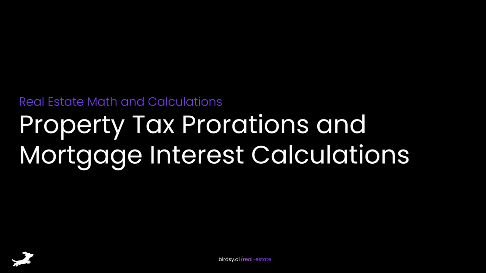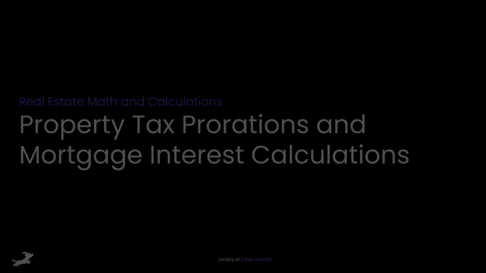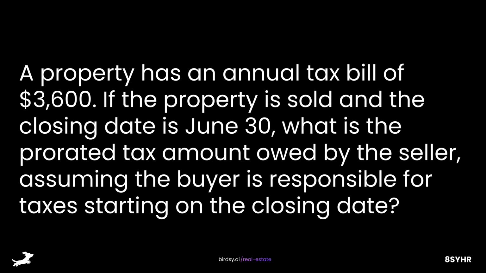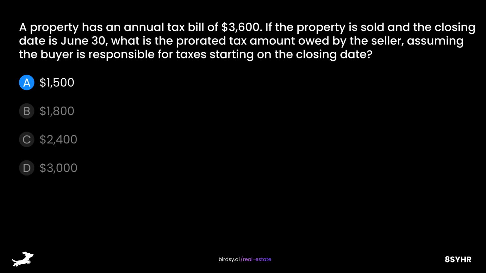Property tax prorations and mortgage interest calculations. A property has an annual tax bill of $3,600. If the property is sold and the closing date is June 30th, what is the prorated tax amount owed by the seller, assuming the buyer is responsible for taxes starting on the closing date? Is it A, $1,500, B, $1,800, C, $2,400, or D, $3,000? The answer is B, $1,800.